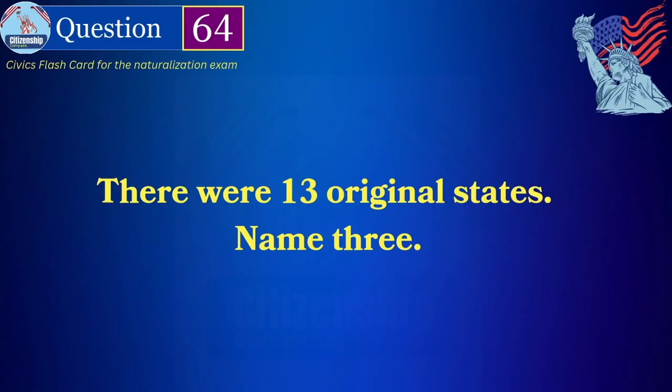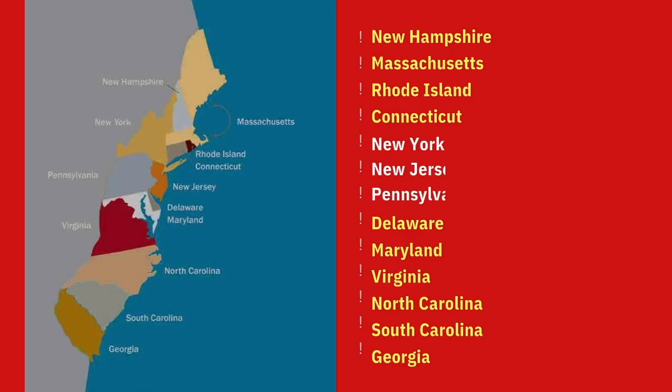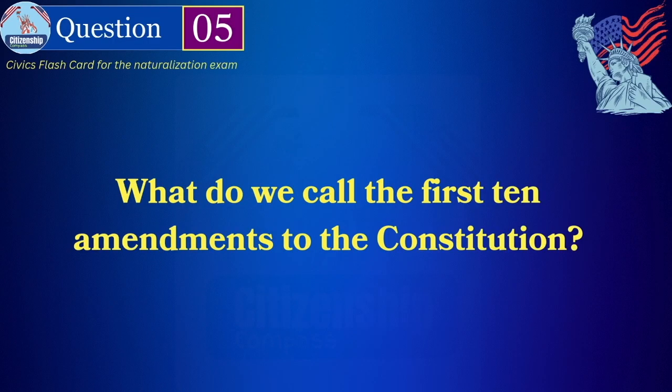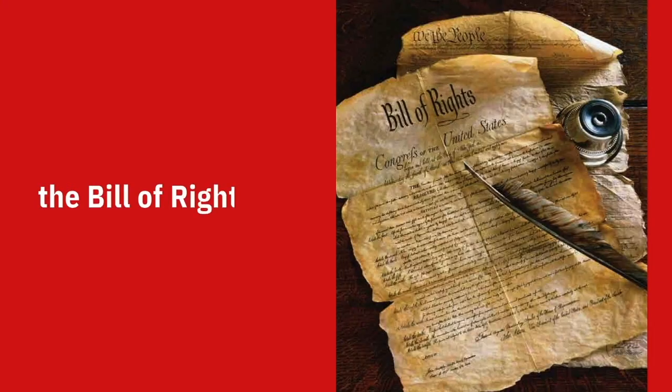There were 13 original states. Name 3. New York, New Jersey, Pennsylvania. What do we call the first 10 amendments to the Constitution? The Bill of Rights.